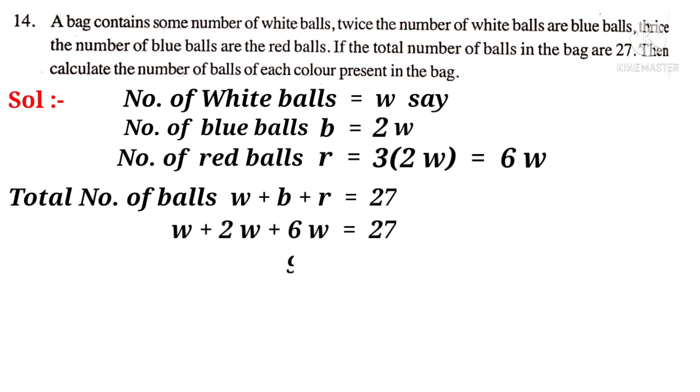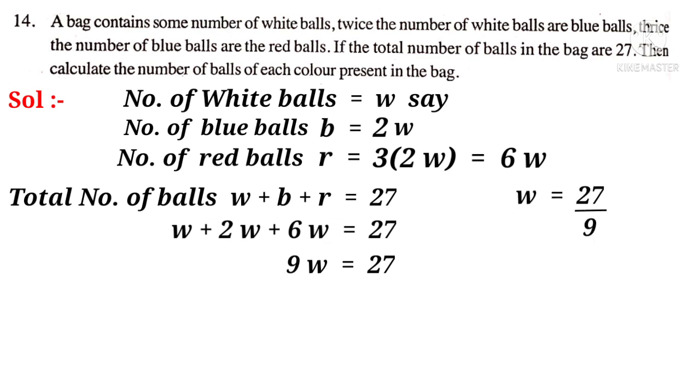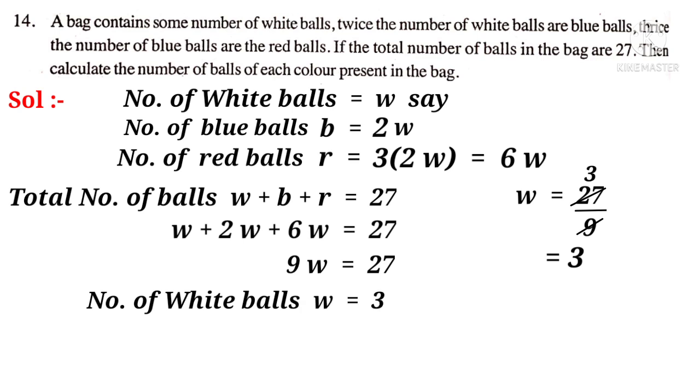Now 9w is equal to 27, because w plus 2w plus 6w is equal to 9w. Now w is equal to 27 by 9, because multiplying 9 when transposed to the right hand side, it becomes divided by 9. Now on simplification by 9, 3 times. So w is equal to 3. So number of white balls w is equal to 3.